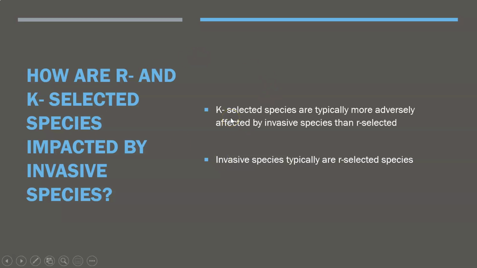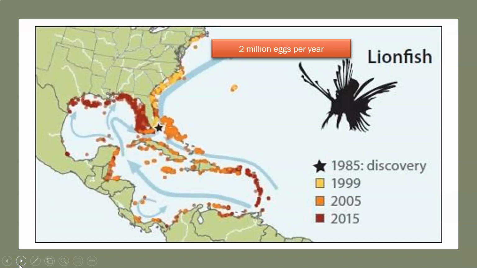K-selected species are more adversely affected by invasive species than R-selected species are, and also invasive species tend to be those R-selected species. Because they can take over more habitats, they reproduce quickly, they can outcompete the native specialists who aren't always producing as many young and can't survive as many different habitats.